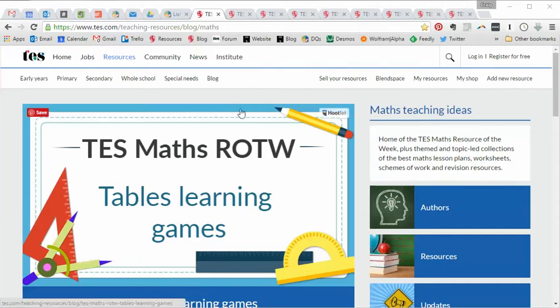and teachers out there. So the first thing to say is this is the page now where all the resources of the week are shared. It's a lovely looking page. The address is there, blog/maths, or if you Google TES Maths blog, you'll get there.